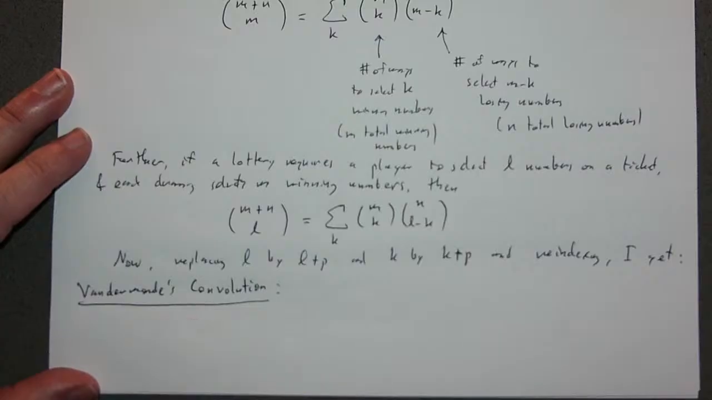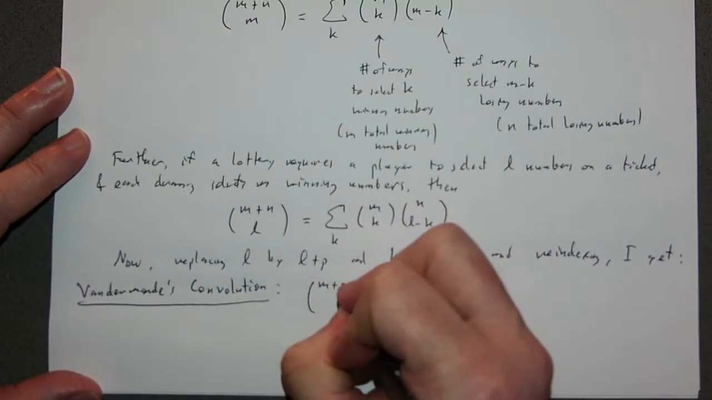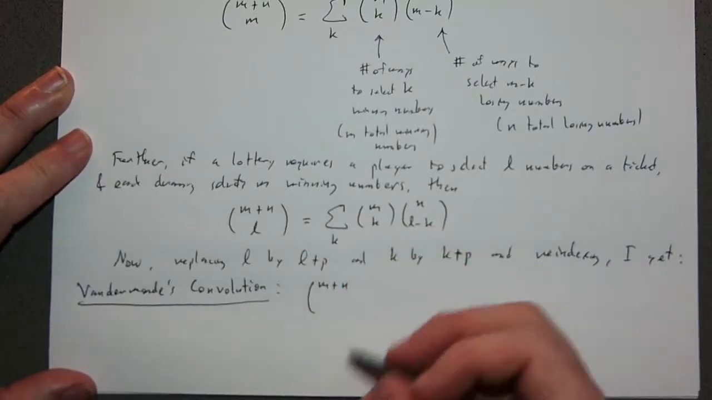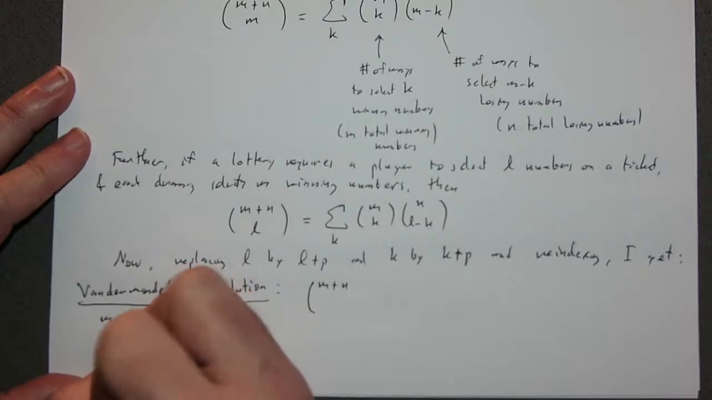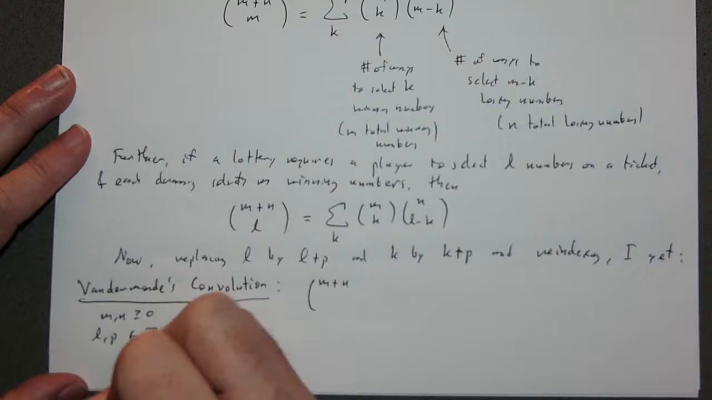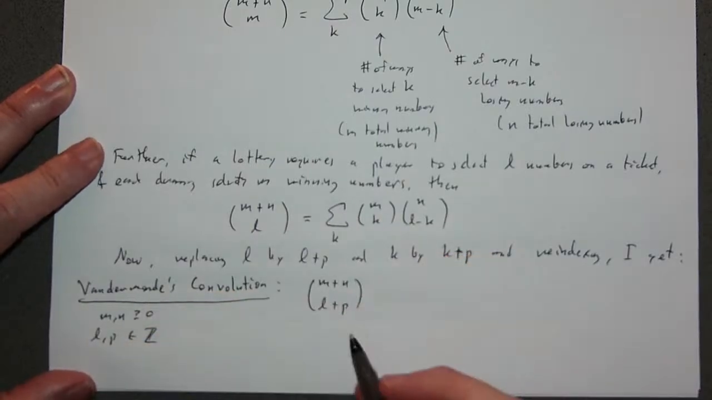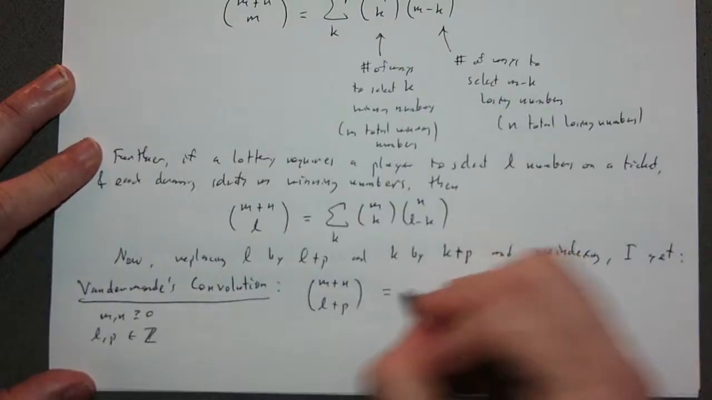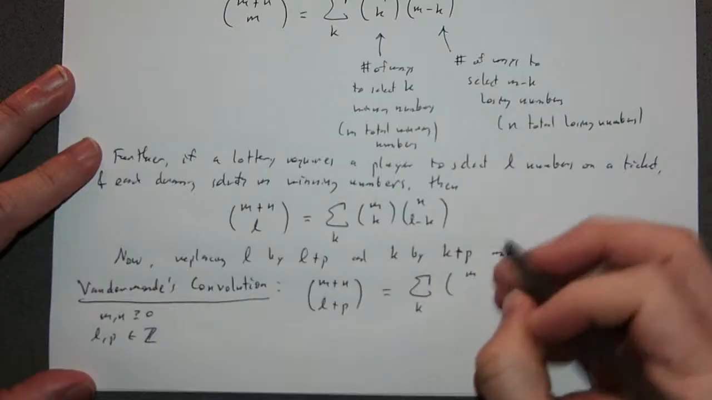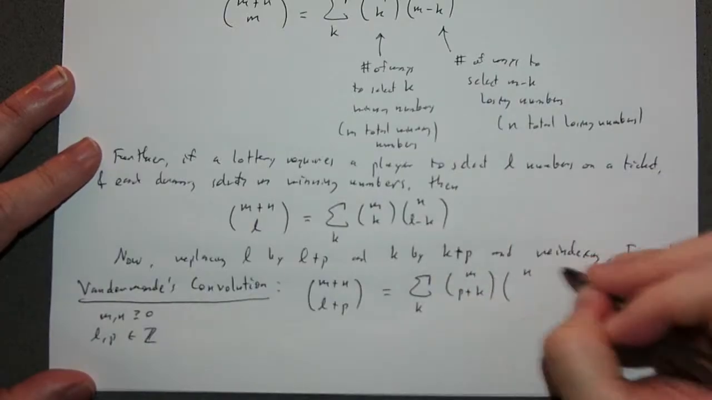So what is Vandermonde's convolution? This is the statement that if m and n are non-negative integers and L and P are integers, then m plus n choose L plus P is the sum over K of m choose P plus K times n choose L minus K.